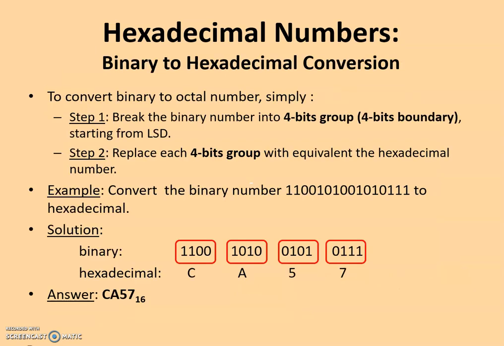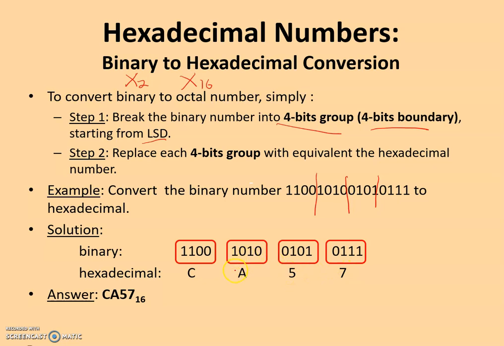Now the next one, we go to the binary to hexadecimal conversion. We want to convert a number in binary to a number in hexadecimal. To convert binary to hexadecimal, simply break the binary number into 4-bit groups, starting from the least significant digit. Then replace each 4-bit group with the equivalent hexadecimal digit. Example, convert the binary number 1, 0, and so on to hexadecimal. First, you break it into 4-bit groups. Okay, like this. Then this one, you know, it is 7.